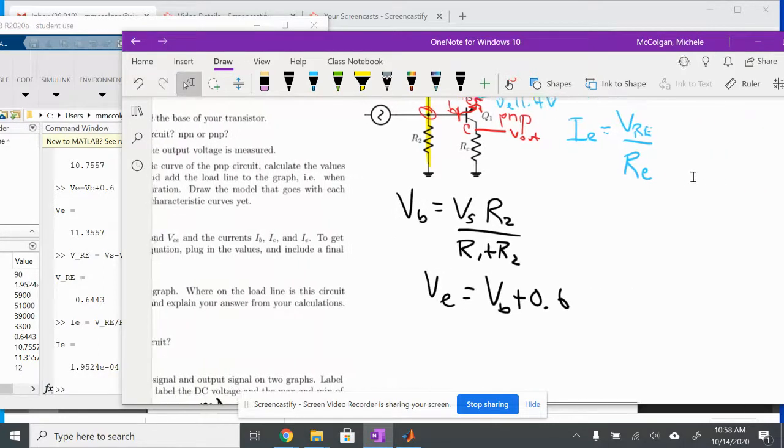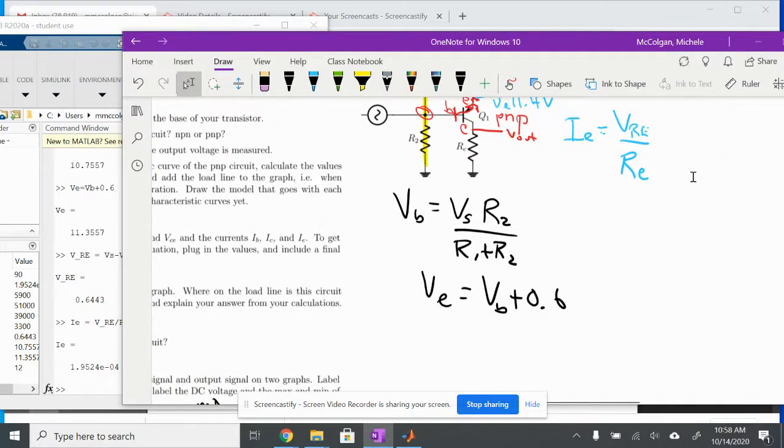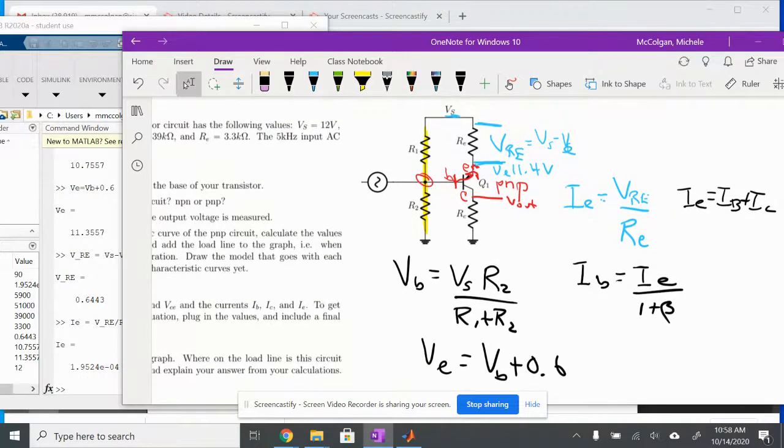So my IB is equal to IE over 1 plus beta. And remember where that comes from, right? IE is equal to IB plus IC. That's from Kirchhoff's current law, right? So what I have here is my current flowing from E this way, and some of it splits and goes to B, and some of it splits and goes to C. So I've got all of my current for B and C in E, and then it splits off. And so that's where this comes from. That current has to add up.